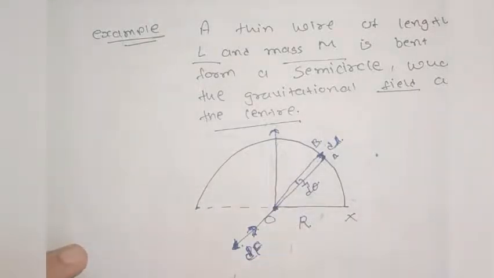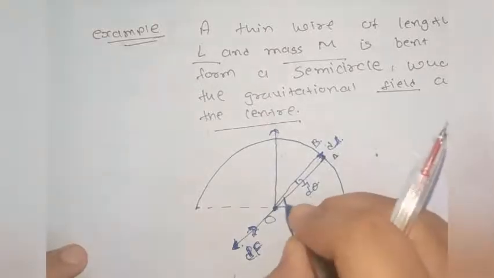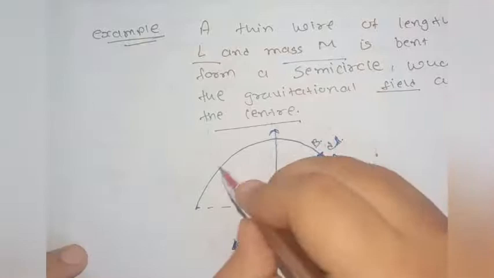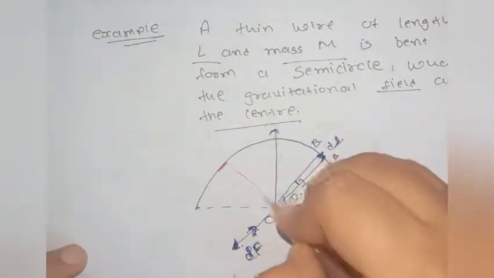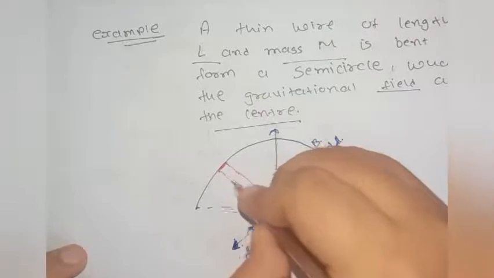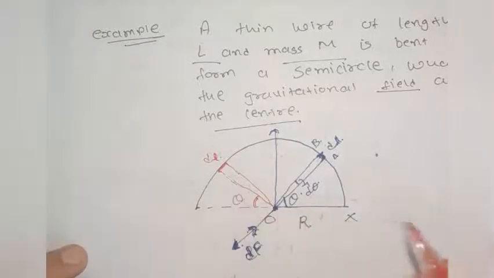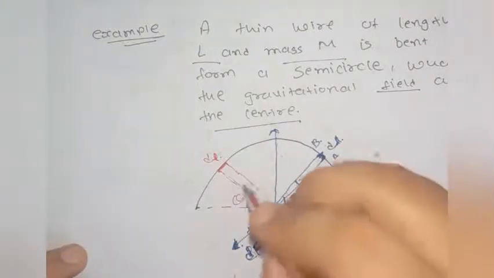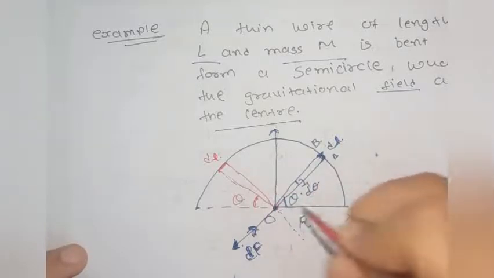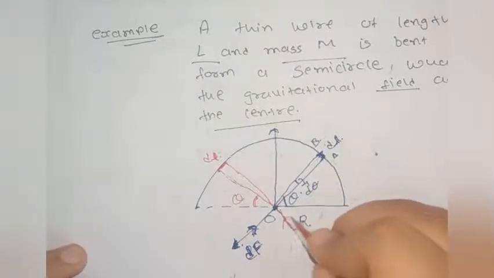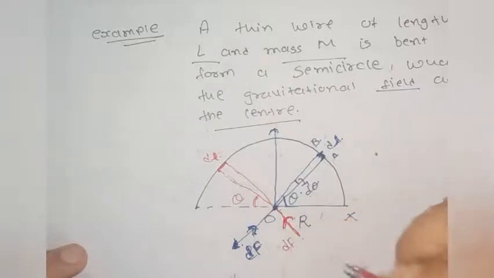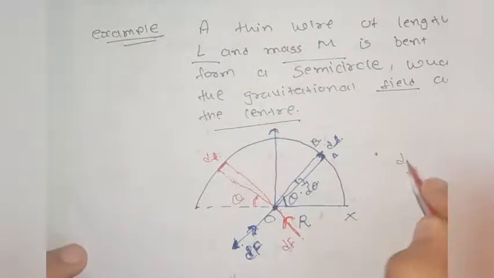On the exactly opposite side, at the same angle theta, we can assume another small mass part of length dl. Due to this part, the gravitational field at point O will be attractive and in this direction. The magnitude will be the same, df. So at point O, there are two fields, this is df and this is also df.